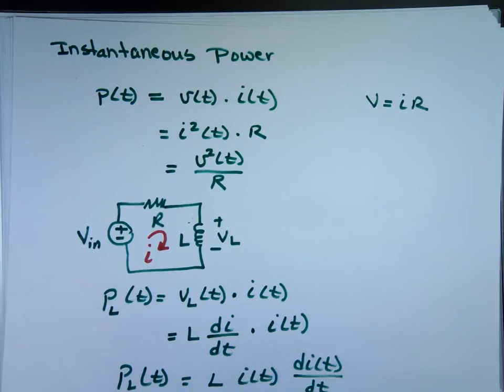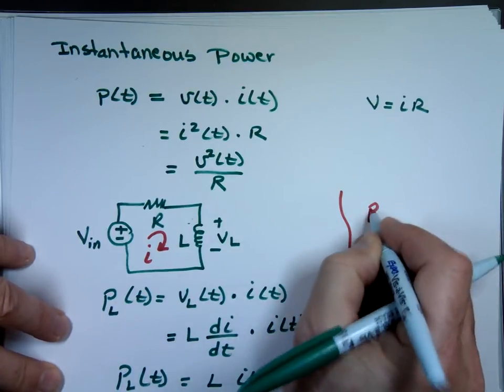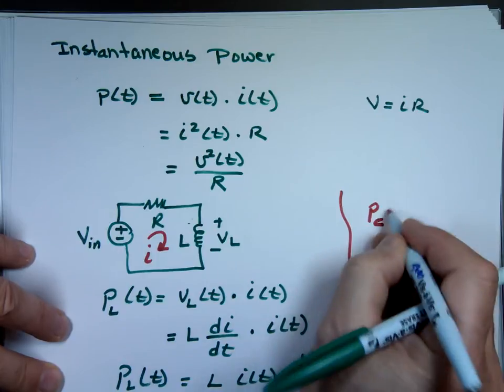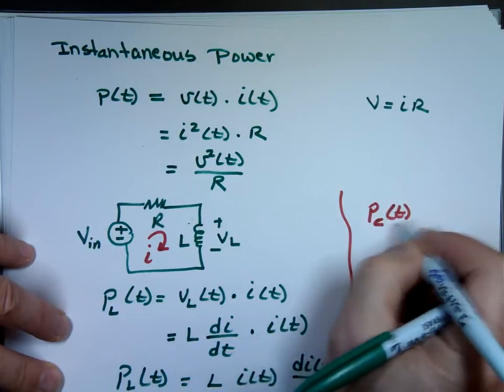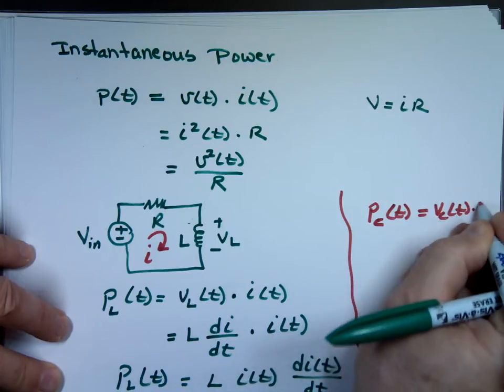And again, if you have a capacitor instead of inductor, you go, what is the average power? I'm saying instantaneous, I keep saying average. Instantaneous power is a function of time. Through a capacitor it is going to be the voltage across the capacitor times the current through the capacitor.